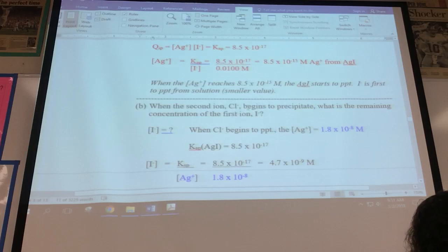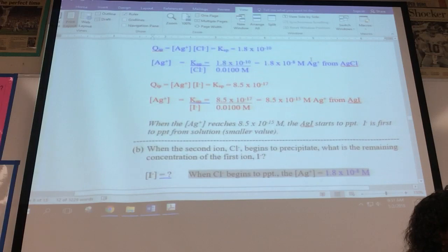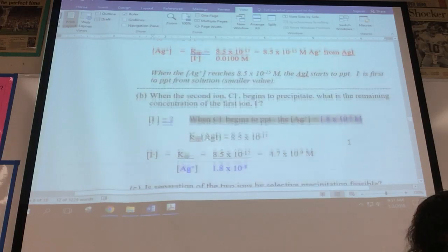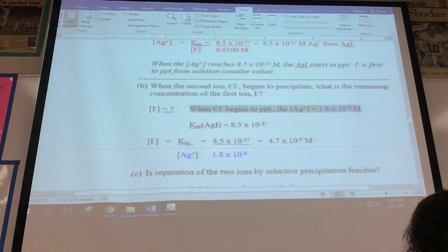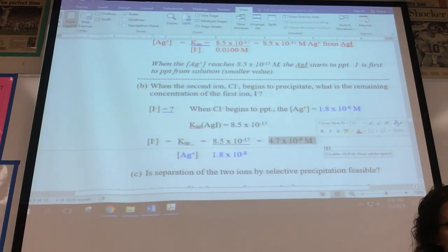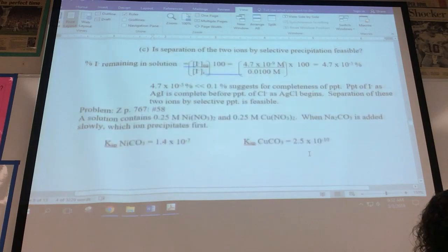It says when the second ion begins to precipitate, you know that's the second ion because we established that iodide ion precipitates out as silver iodide first. What's the remaining concentration of the first? When chloride ion begins to precipitate, we establish that the silver ion concentration is this. You use that silver ion concentration in the KSP expression for silver iodide. So this comes from the chloride, and then you could calculate the iodide ion. Don't think they'll ask you it. I think we'll let it go.